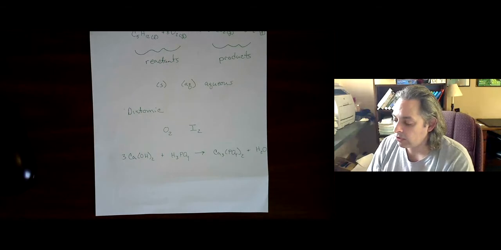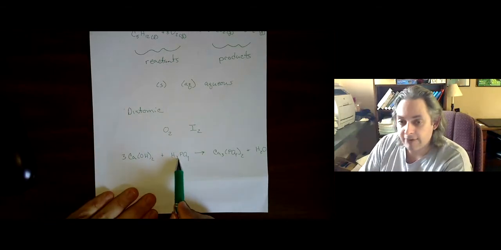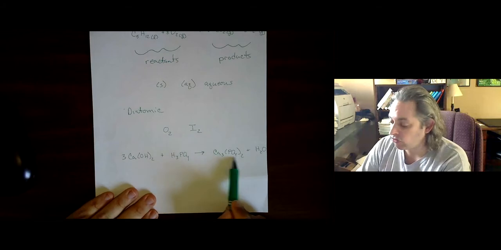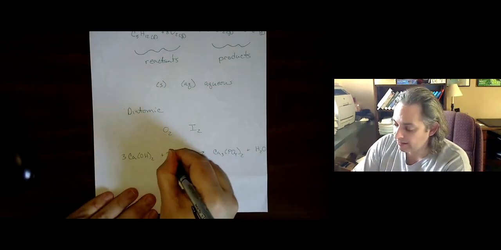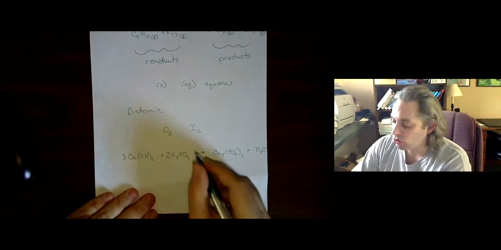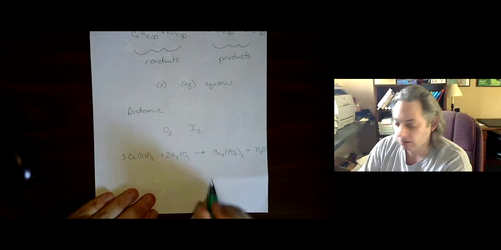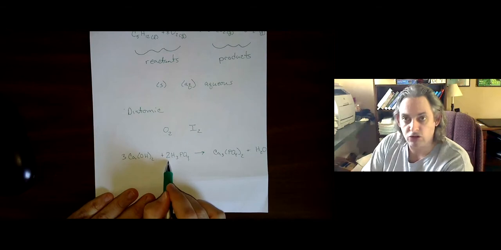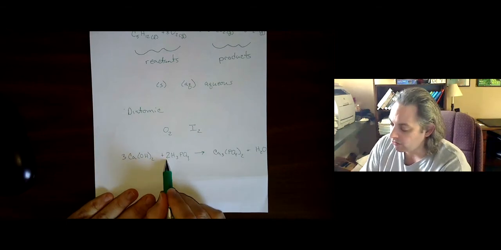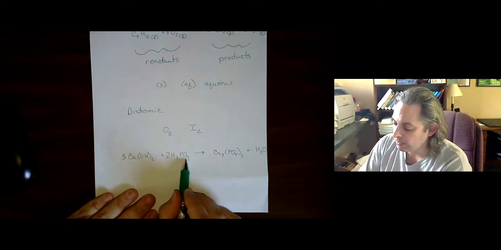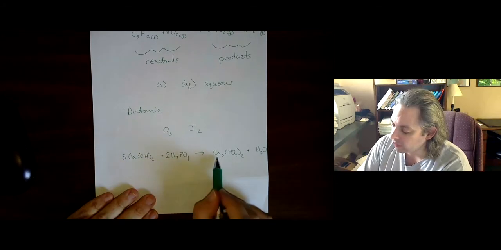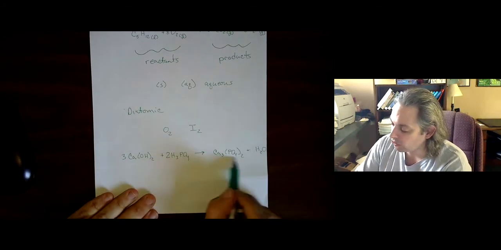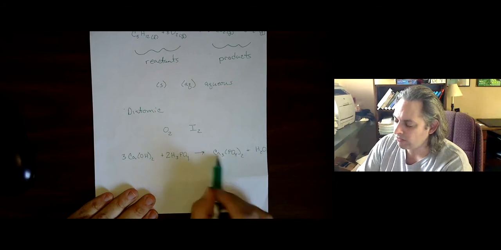Now let's look at the PO4s. There we have 1 PO4 here, and we have 2 PO4s. So to balance this out, we're going to put a 2 here. Do not put a 2 down here because that will change the compound. We want to put a 2 as a coefficient. So we have a 2 here that says we have 2 PO4s. So we have 3 calciums, 2 PO4s, 2 PO4s. So this part here is balanced.